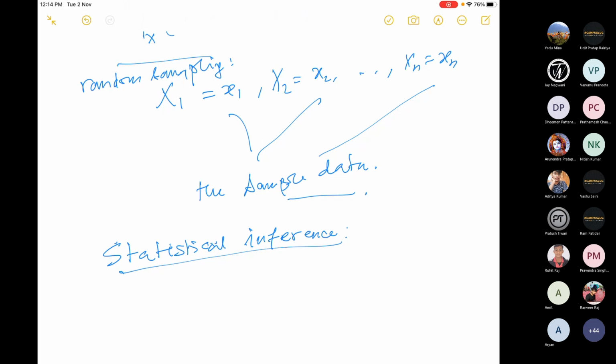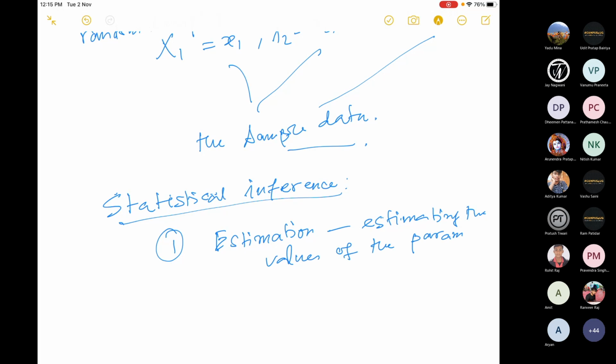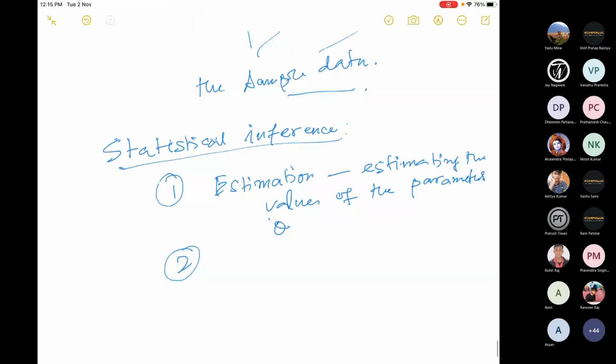I have this random sample. Using this random sample, I can have three things. One is estimation. Estimation deals with estimating the values of the parameters, here the parameter theta. Only one theta or many thetas. This could be one goal.